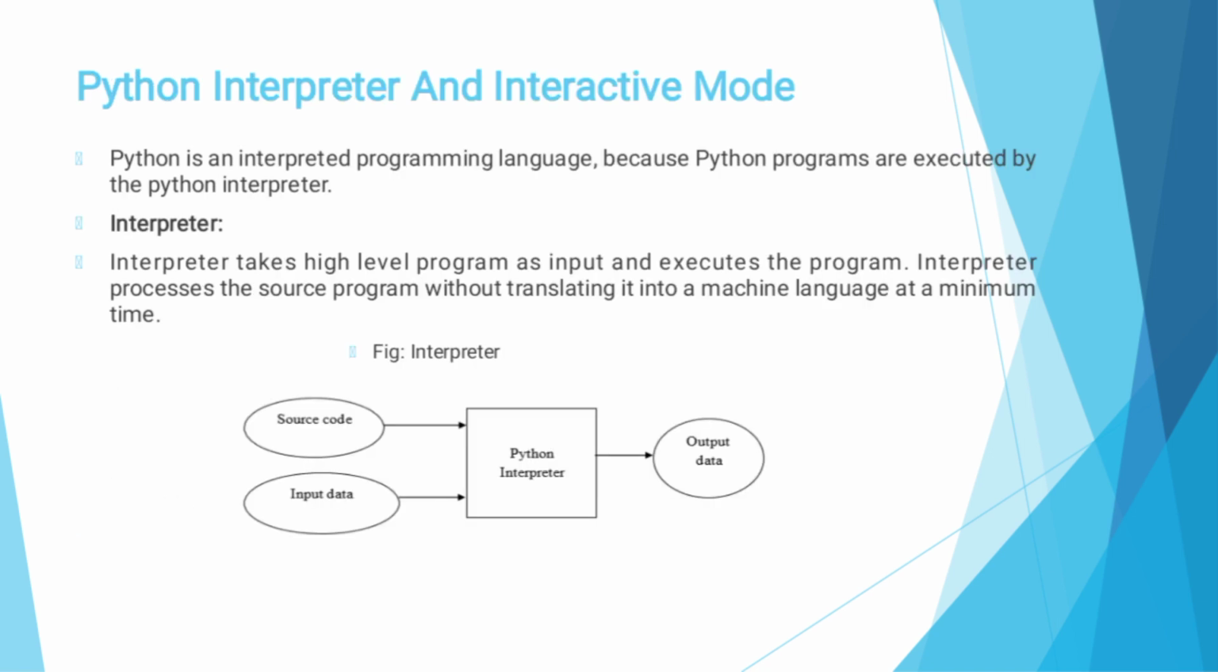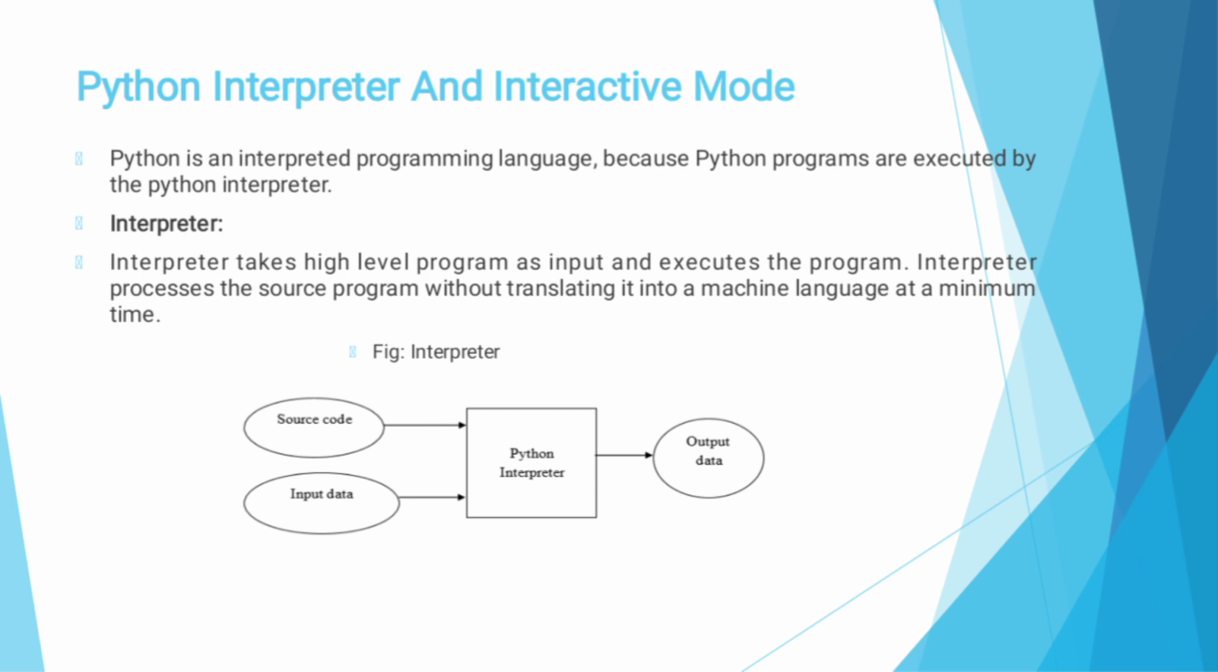Then Python interpreter and interactive mode. Python is an interpreted programming language because Python programs are executed by the Python interpreter. What is an interpreter? The interpreter takes a high level program as input and executes the program. The interpreter processes the source program without translating it into machine language, in minimum time.